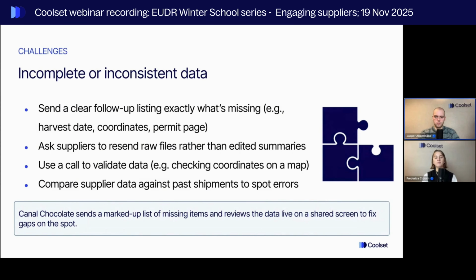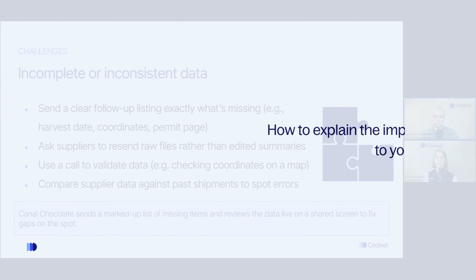And how to deal with this, the best solution we've seen is reviewing the data very thoroughly and determining exactly what's missing. So maybe marking with a highlighter or a red dot exactly where the data is missing, and then asking suppliers only to resend that specific data rather than doing the whole thing again.